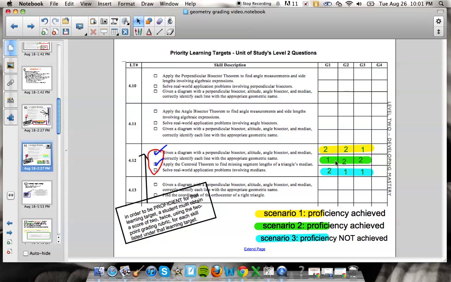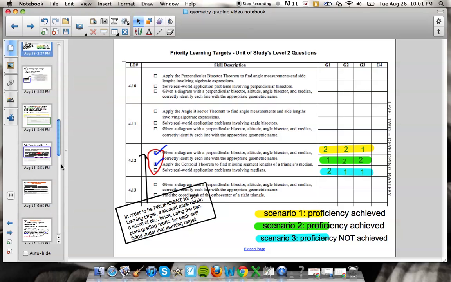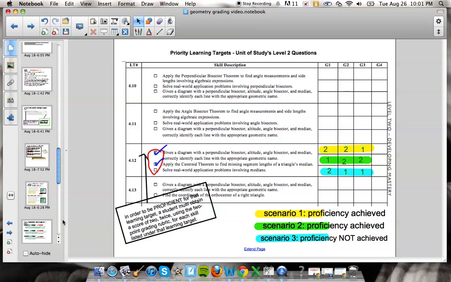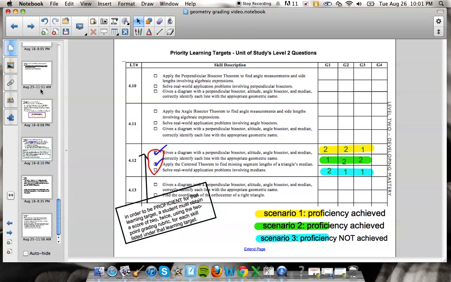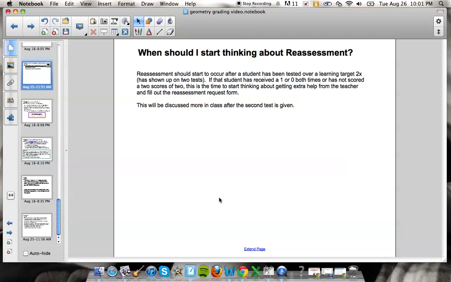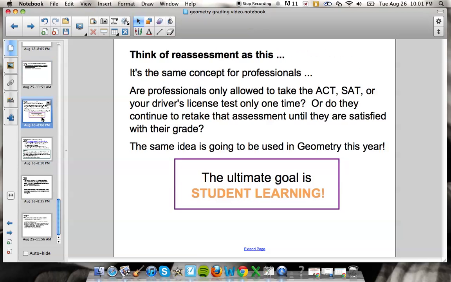In this case right here, we have a 2, 1, 1. That means that the student's understanding has not been developed strong enough to become proficient in that skill. So after that third time of getting a 1, I would suggest that they start filling out the request form, coming in for the tutorials and getting some extra help on that skill. And that's when the reassessment could occur. Again, this will be discussed more in class after the second test is given.